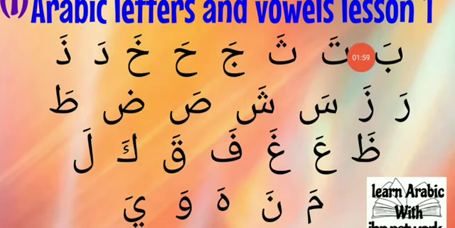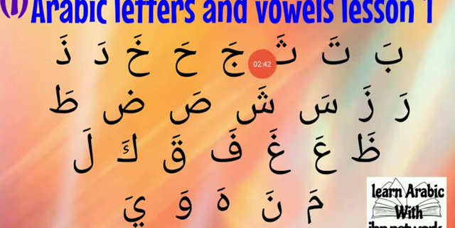Here we have ta and we have fatha. So we say ta fatha ta. So we have ta as our pronunciation. Here we have tha together with the vowel fatha. So we say tha fatha tha. So we say tha, tha, tha.